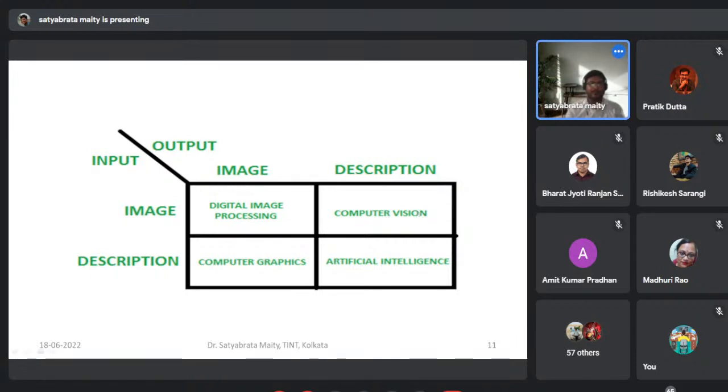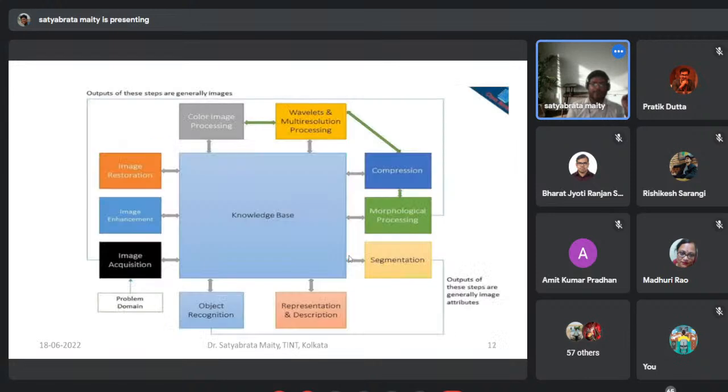And if you have a description as input and give out a description as output, input is description and output is description, that is called artificial intelligence. You are taking some description and out of that you are providing the world with some answers. That is again in the form of description, that is called artificial intelligence. I think you have understood the connections between these many subjects related to vision processing.